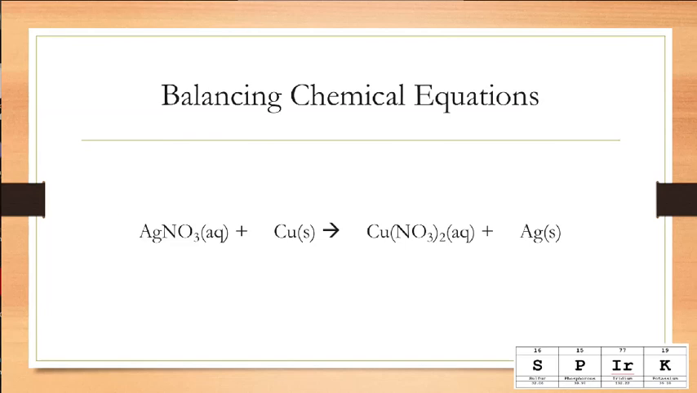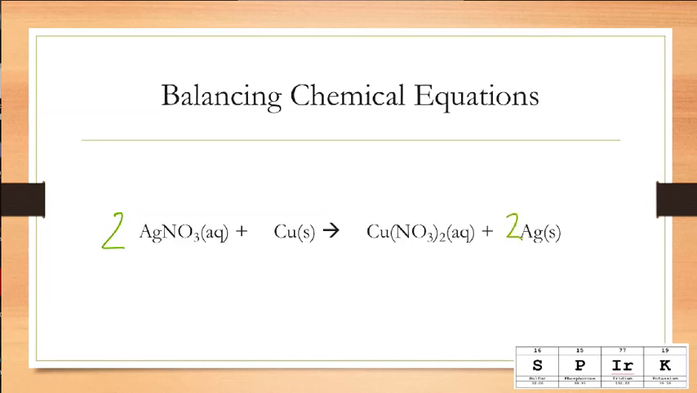So let's go ahead and add a 2 here. So now we have 2 nitrates on the left and 2 nitrates on the right. But that 2 we just added altered our number of silvers. So now we have 2 silvers on the left and only 1 on the right. So what we're going to do is we're going to add a 2 here.